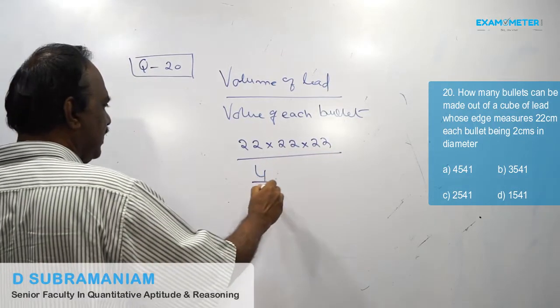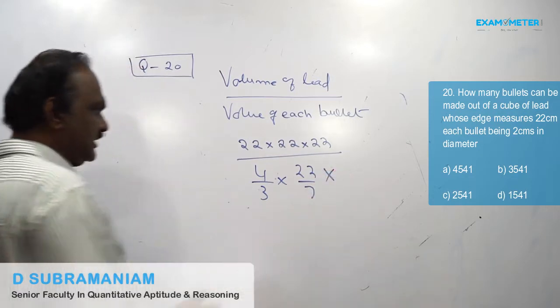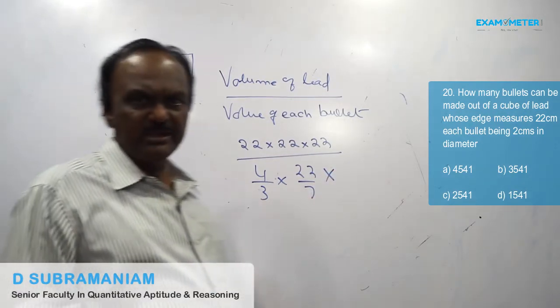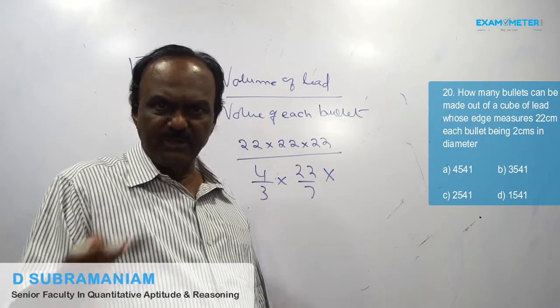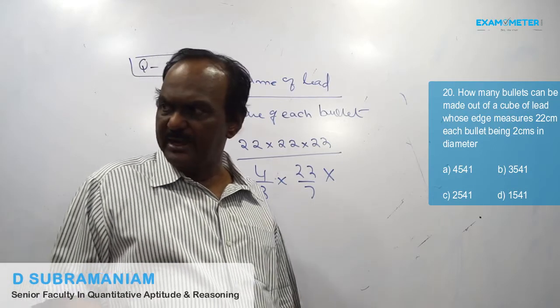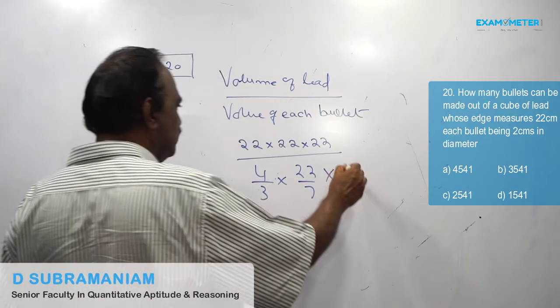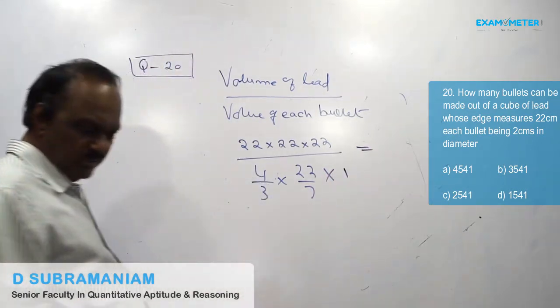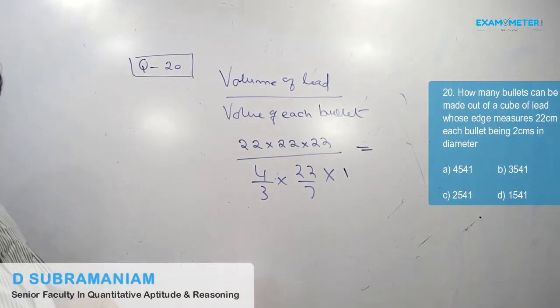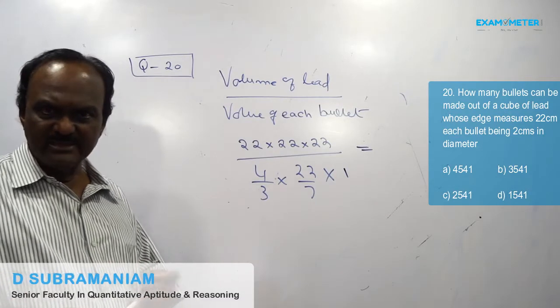Bullet is in the form of a sphere. Diameter is 2. So radius will be half of the diameter. Half of 2 is 1. 1 cube is 1. If you simplify this, you get the answer as C.